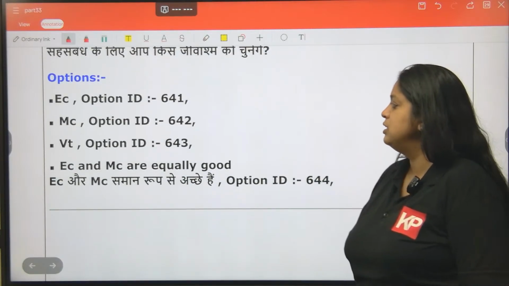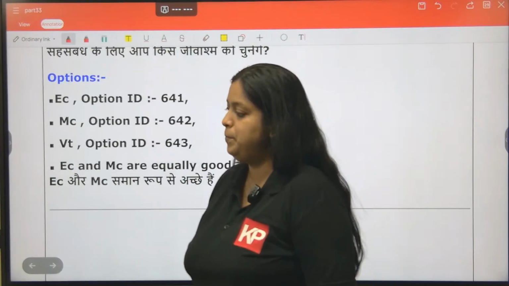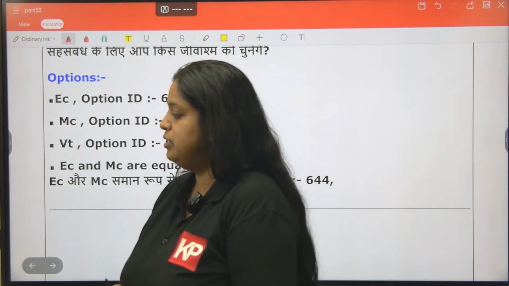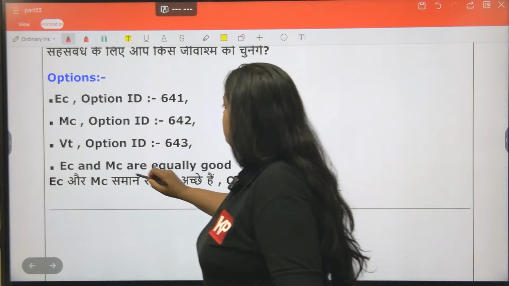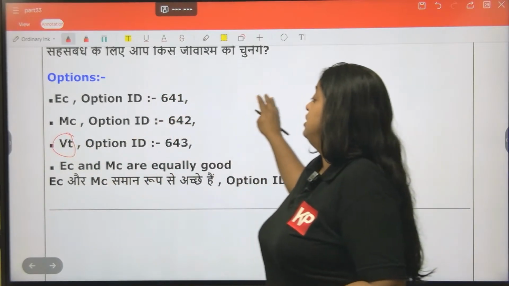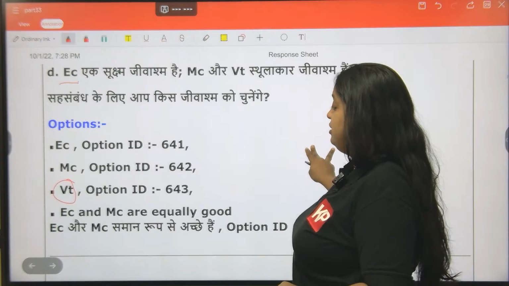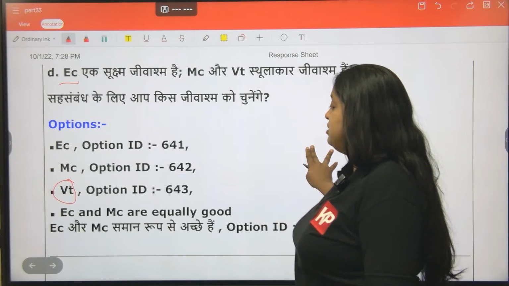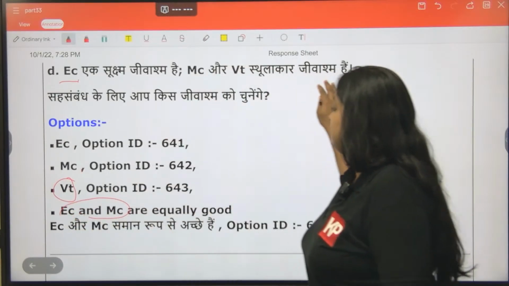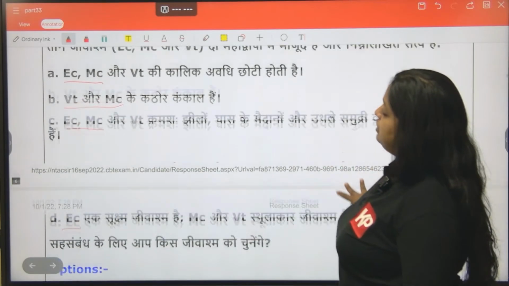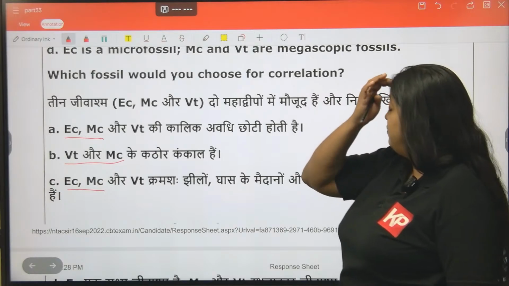These are the options. Which one will you choose? Anybody? So actually, if I go further, the answer is VT. So why is VT chosen over MC and EC? EC and MC are equally good. These are the options. Okay, keep in mind: EC and MC and VT.